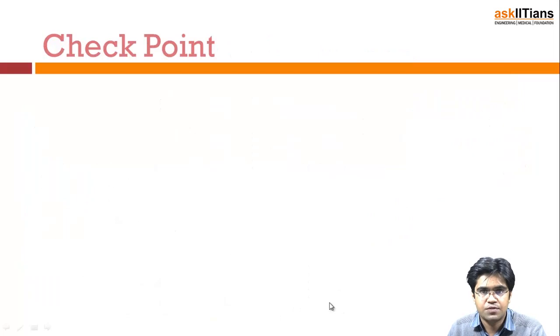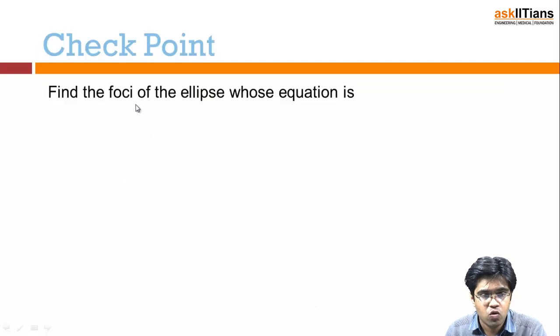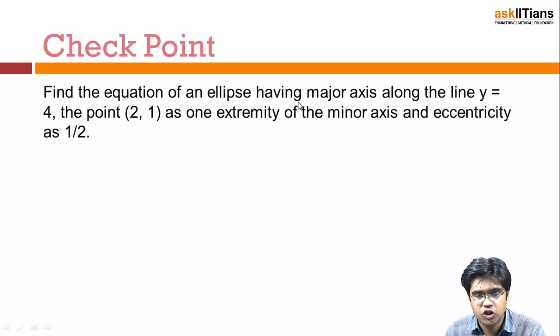So let's check our concepts, how well we have studied. This is checkpoint number 1. Now what we need to do here is find the equation of an ellipse having major axis along the line y equals 4. So let me draw, let's say this is its major axis and this line is y equals 4. Major axis is parallel to the x axis, remember this point, that means this one is the tilted one. And the point 2 comma 1 is one of the extremities of its minor axis, and the ellipse looks somewhat like this.